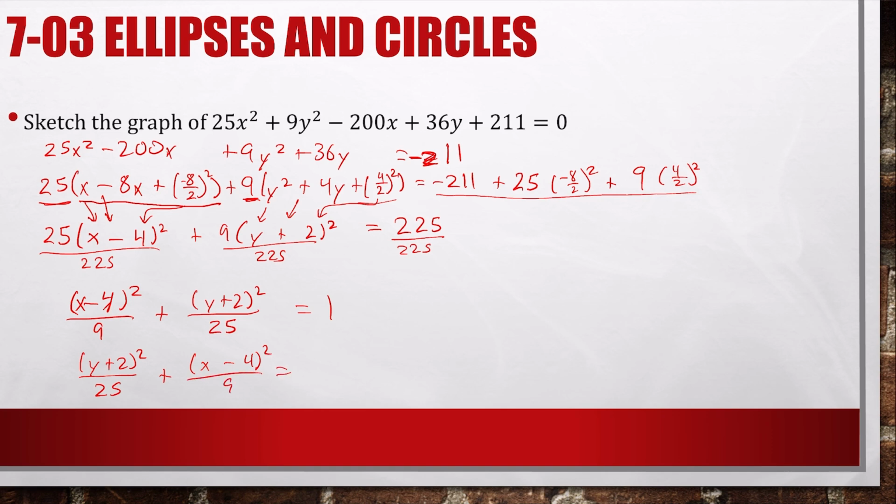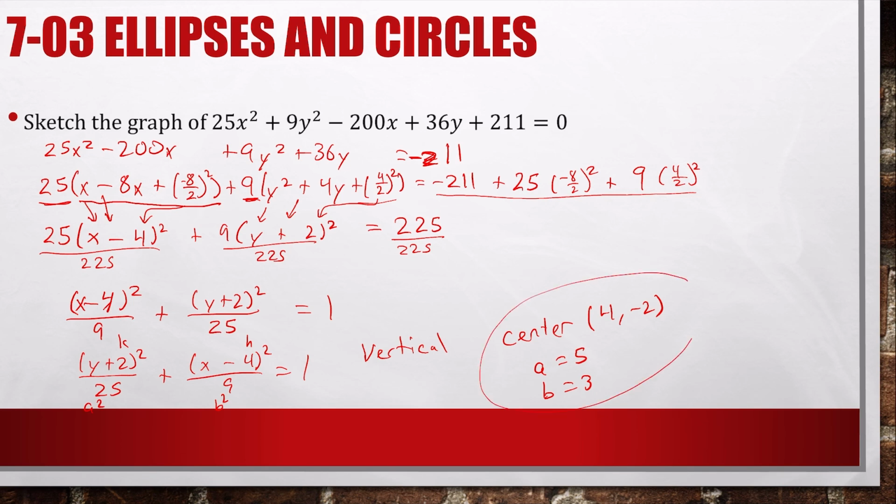All right, so what's this tell us? This tells us it is vertical because the y comes first. We know the center is, remember this is h and this is k, it's backwards. The center is (4, -2). This is a squared, so I know a is 5. This is b squared, so I know b is 3. And that's really all the information I need to graph.